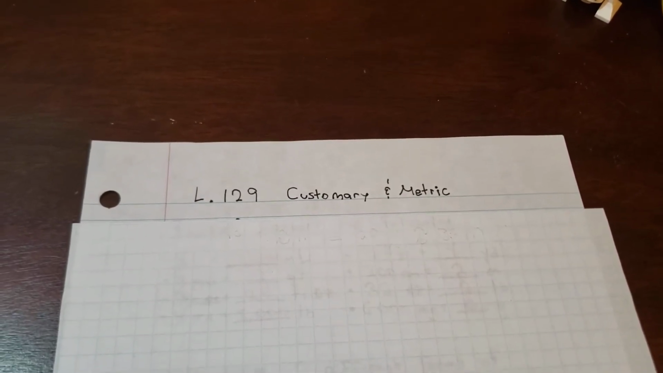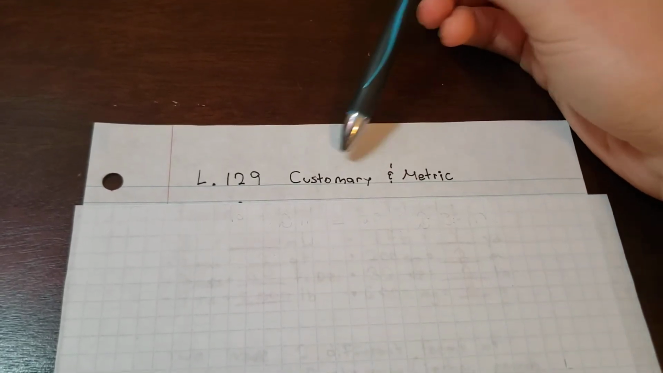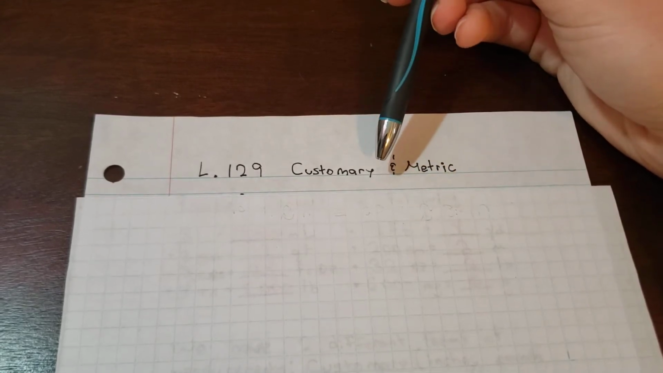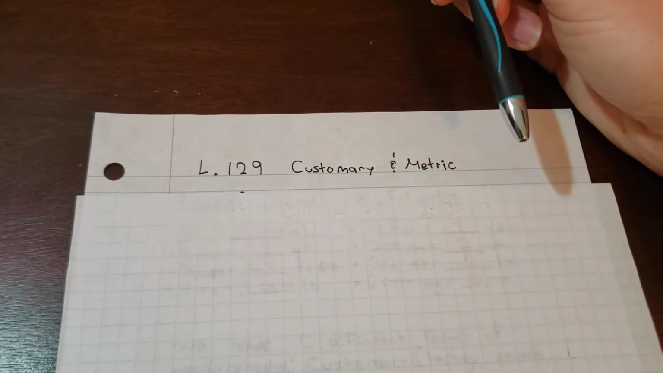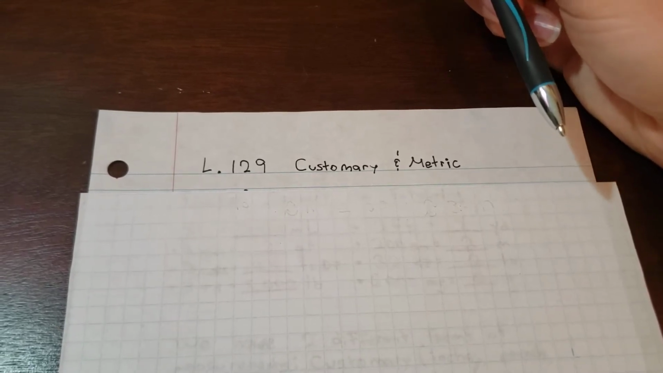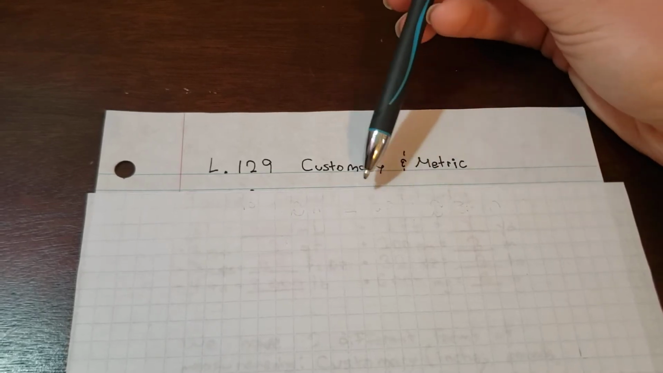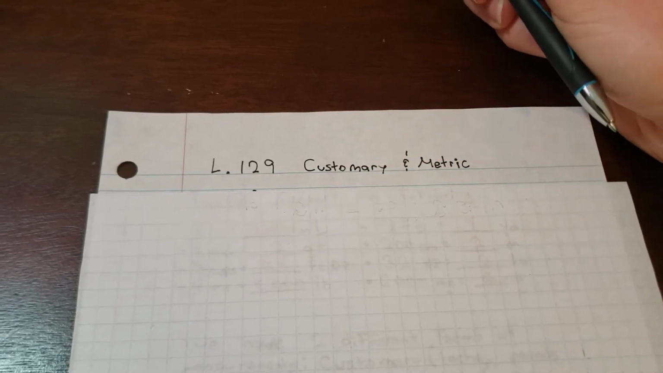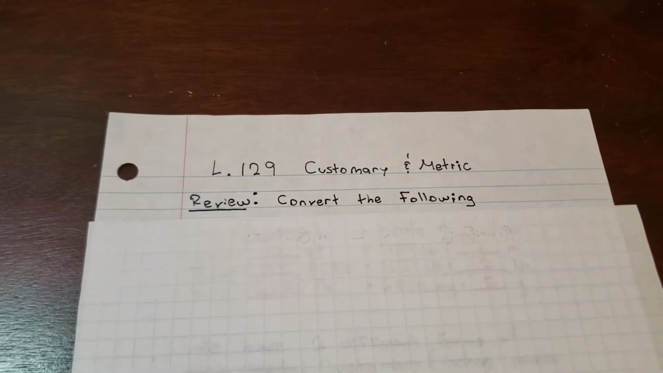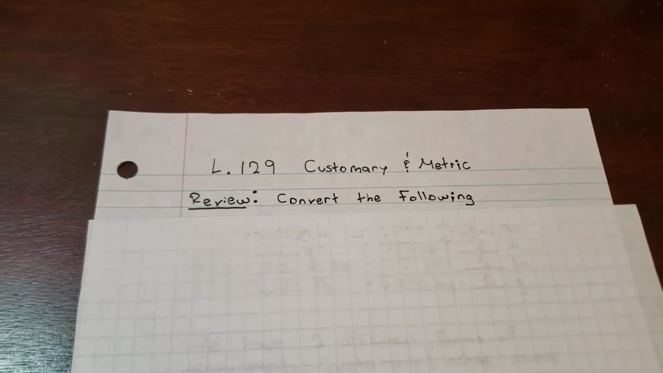Today's lesson is 129, and we are talking about customary and metric. Now, these are two different types of measurements that we have already learned. Now we're going to talk about the difference, and maybe even learn how to relate between them. We'll figure that out. But before we do that, we are going to do a review.